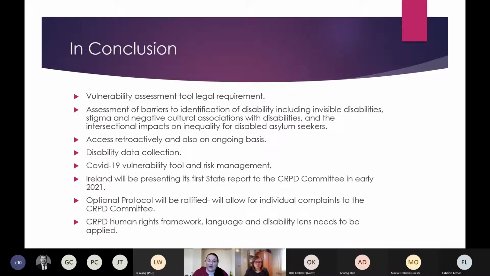It needs to be accessible to the 7,700 asylum seekers currently in the system who have never had a vulnerability assessment undertaken. And it also needs to be available on an ongoing basis so that if people's situations change, or if they weren't in a position at the start when they come to a reception centre before a direct provision centre, they can do that at a later date.